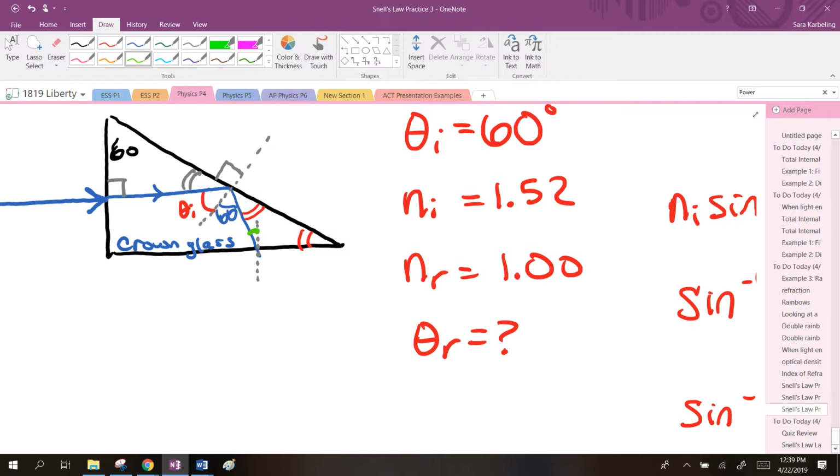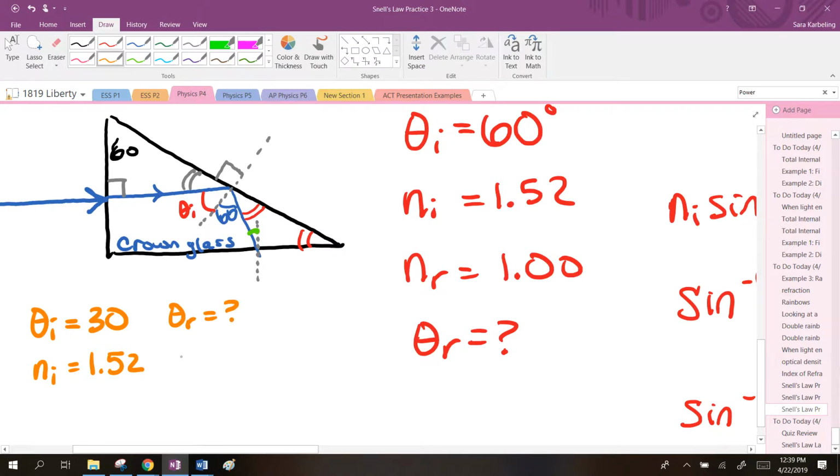We got this. You can do this. You already did it, but we'll do it again. Here it comes. Theta I is 30. N I is 1.52. Whoops. Don't groan. Say, thanks, Miss K. If you throw this at me tomorrow, I'll know how to do it now. N R equals 1.0. Can you do that? Sure can. You just did it. That was the original question.